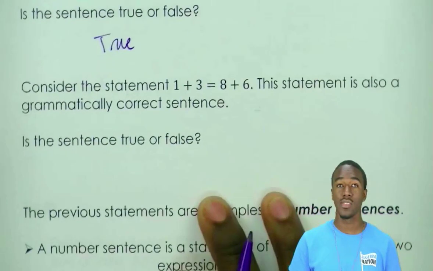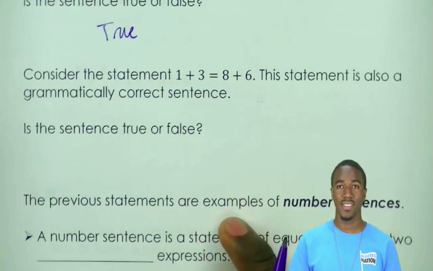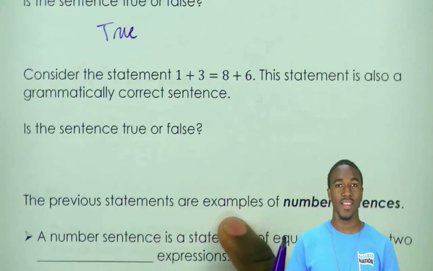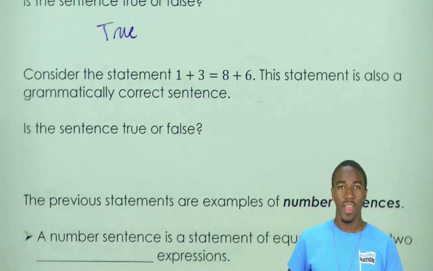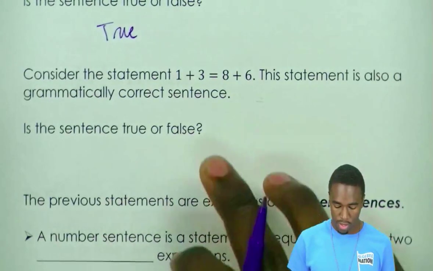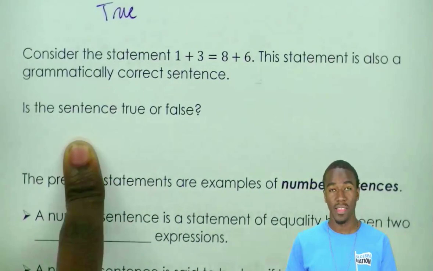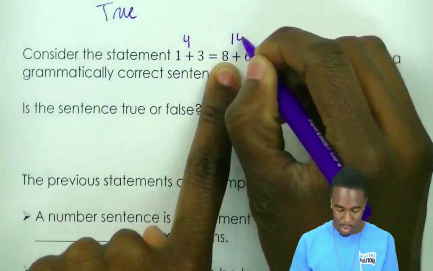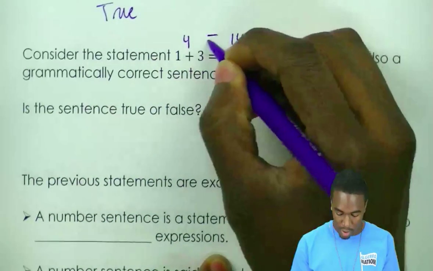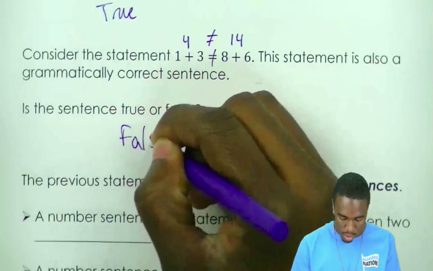Now, I want you to consider the statement 1 plus 3 is equal to 8 plus 6. The statement is also a grammatically correct sentence, right? If this were English class, once again, we have our subject, we have our verb, and then we have our object, all there. Well, guess what? Is this sentence true or false mathematically? Well, 1 plus 3, which is 4, is not going to be equal to 8 plus 6, which is 14. So no, that sentence is actually false.